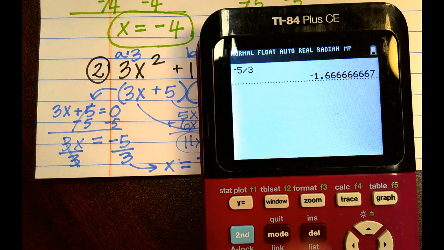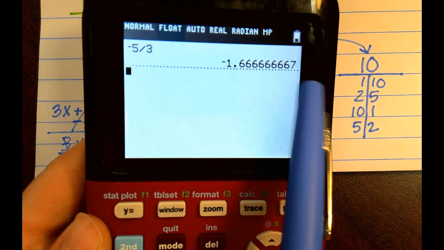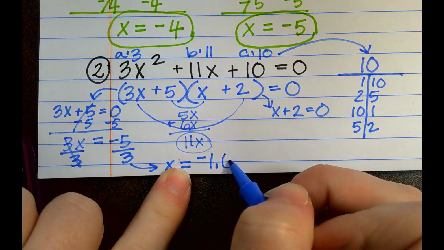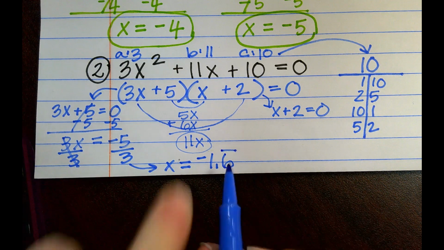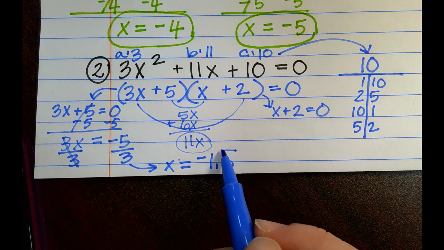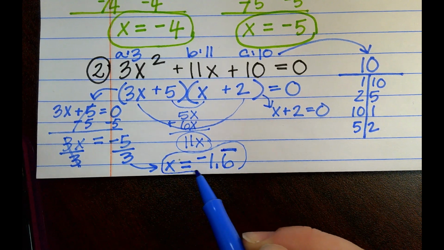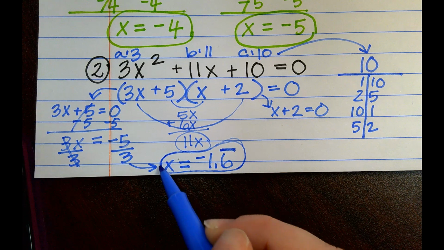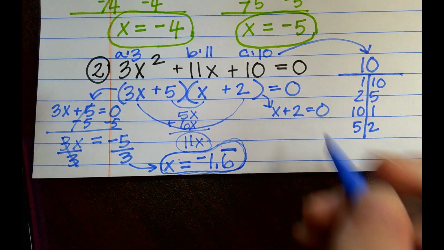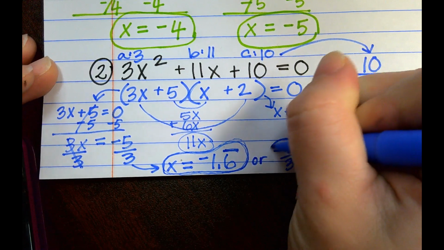If you want to write this as your answer, when you see a repeating number like this, you'll write it like negative 1.6 with a line over the top of the 6. This means negative 1.6 repeating. The line over the top tells you that it is repeating. That's how I would like for you to write it: 1.6 repeating, or the negative 5 over 3. Both are correct.